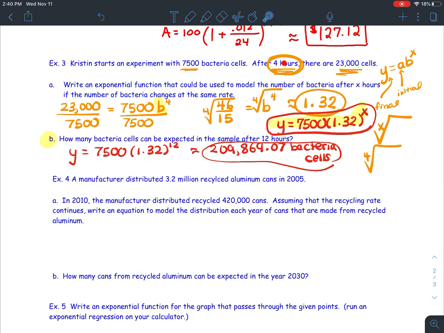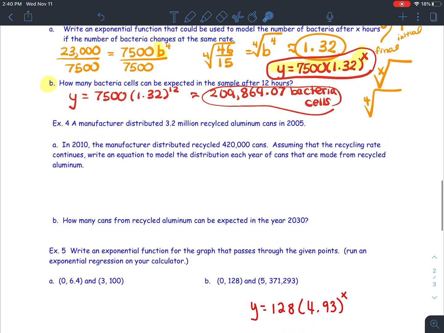Okay. So that one was a little bit different because they gave you an initial, they gave you a final, they gave you a time. We had to work backwards to get the multiplier in order to build the equation to answer the second part here. Okay, almost done here.